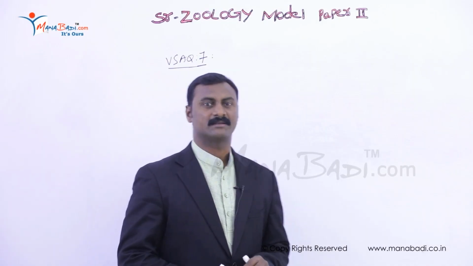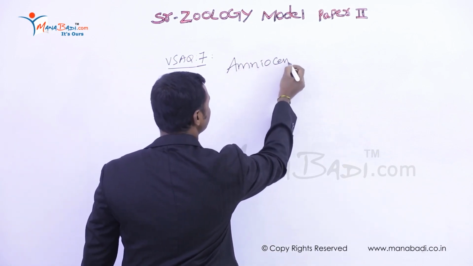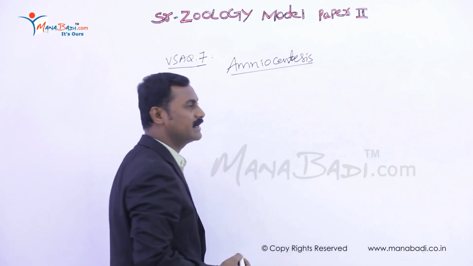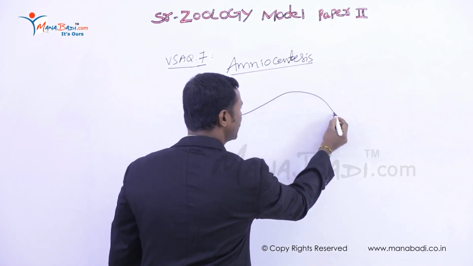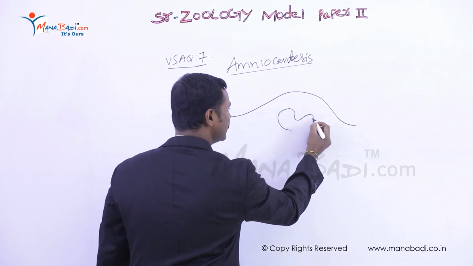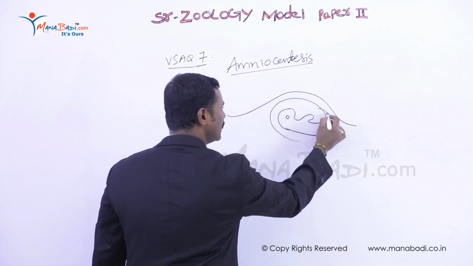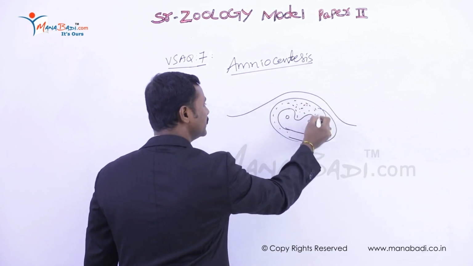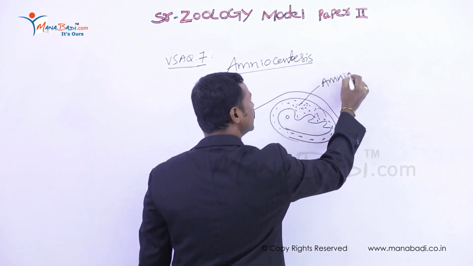Let us see question number 7. Here it is given: amniocentesis. What is amniocentesis and what is its use? If you see a pregnant woman, here is the placenta and the developing fetus in her uterus. Around the developing baby there is a fluid. This fluid is called amniotic fluid.